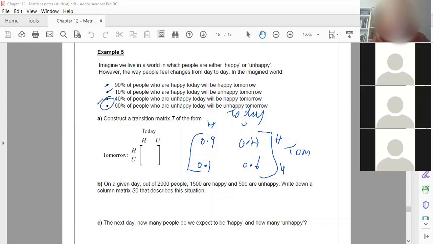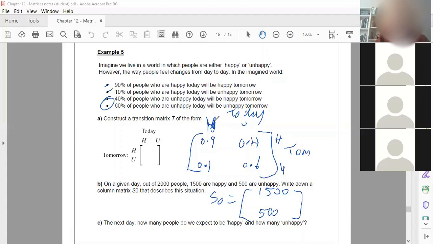On a given day, out of 2,000 people, 1,500 are happy, 500 unhappy. Write down a column matrix S0 that describes that situation. So S of 0, happy is first. Happy is 1,500. Unhappy is 500. Has to be happy first because I wrote happy first here.